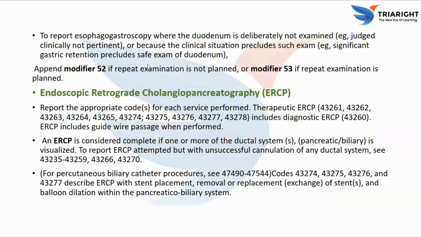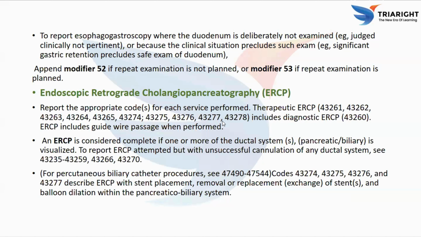Incomplete EGD. So what is normally expected in EGD? A complete EGD examines the esophagus, stomach and duodenum. If the duodenum is not examined, the procedure is considered incomplete. So when is the duodenum not examined? When it is clinically not required, for example, the indication is limited to the stomach. Or when it is unsafe to proceed, such as a large amount of retained gastric contents, bleeding, or patient instability.